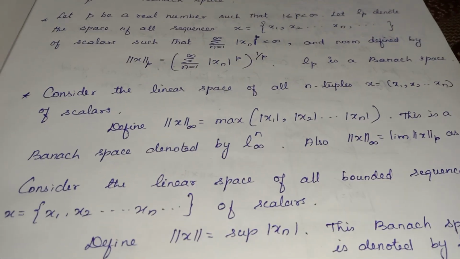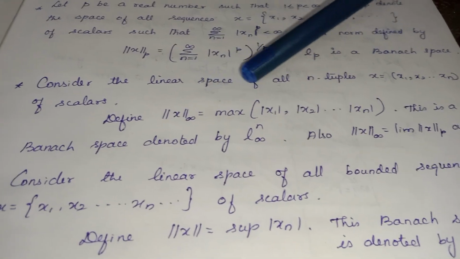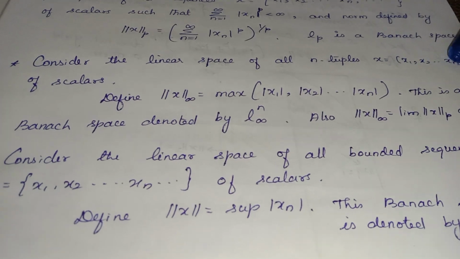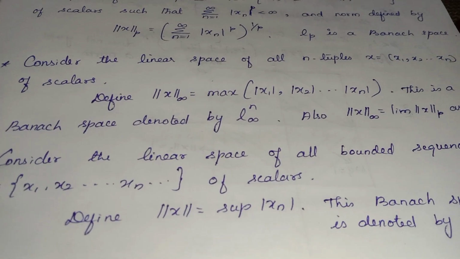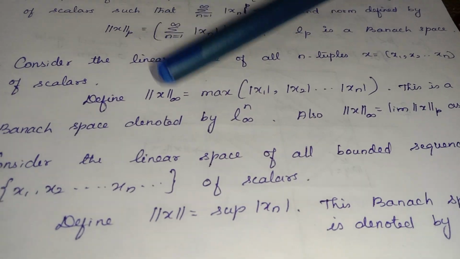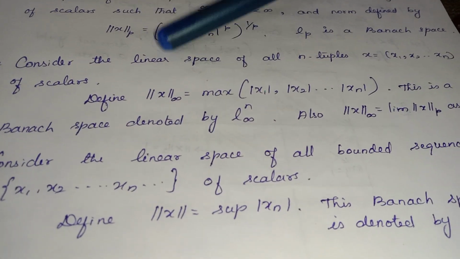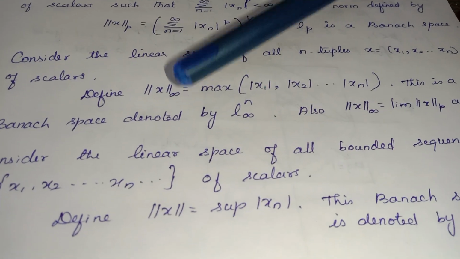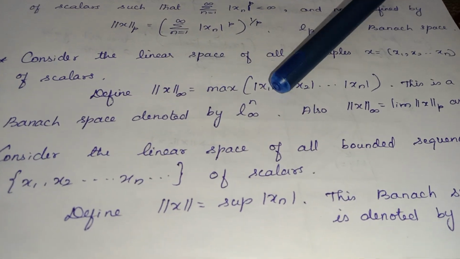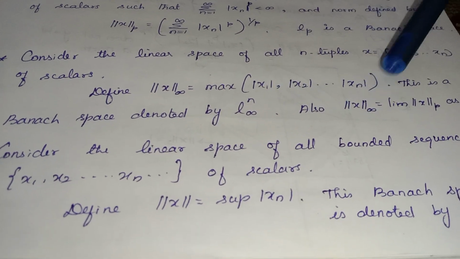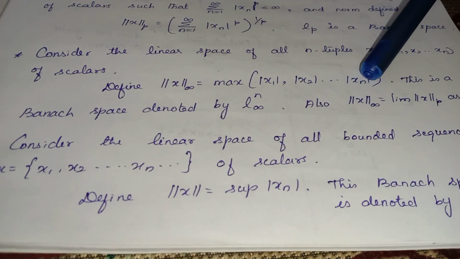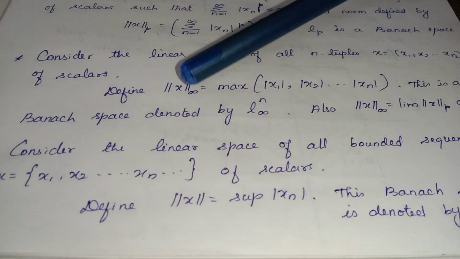Then another way of defining. Consider the space of all n tuples, the same thing. X is equal to x1, x2, etc., up to xn of scalars. Now, I am defining norm x infinity. From this itself you can understand. Here p means the pth root of. But when you have infinity, there you have to take the maximum of mod x1, mod x2, where x1, x2 are the coordinates of this x. Maximum of mod x1, mod x2, etc., mod xn. This is again a Banach space.